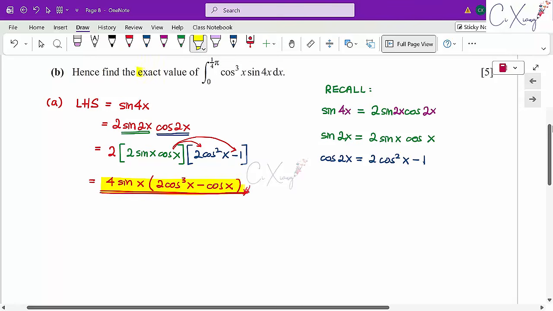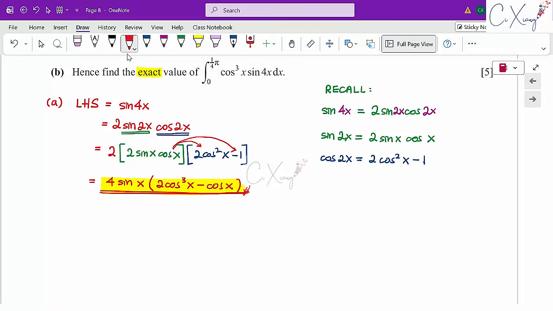Hence, find the exact value of this particular integration. Alright, so let's start. My integration is having pi over 4, then 0, then cos power 3 x, then sine 4x. Usually when you want to apply integration, if they ask you to do any proving in the previous part, very likely you need to use the result in part A and apply it in part B.